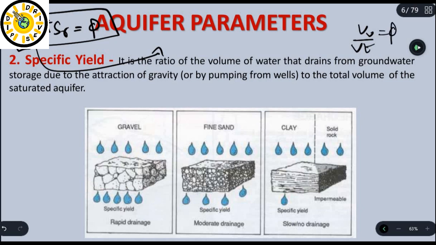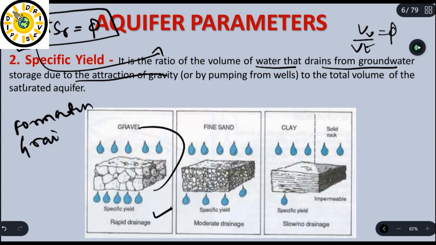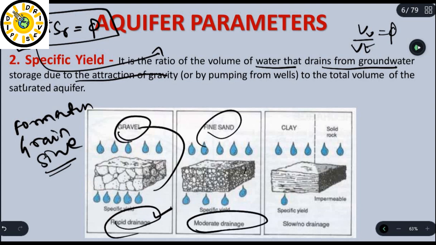Okay. So specific yield is the ratio of the volume of water that drains from the groundwater storage due to attraction of gravity. See, naturally through gravity there will be some drip of water coming out from this aquifer, or rapid drainage, and also the formation and the grain size also depend upon the specific yield. Okay, if it is gravel, there will be rapid drainage. If it is fine sand, there will be moderate drainage. If it is clay, there will be no drainage or slow drainage, as it is impermeable in nature.